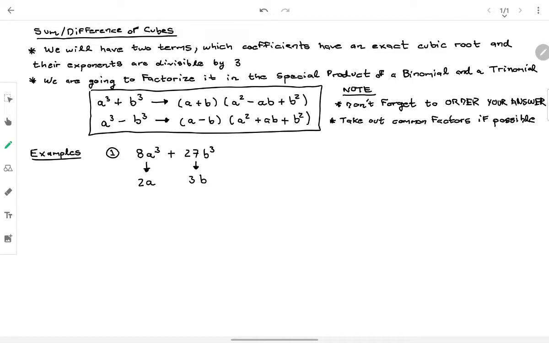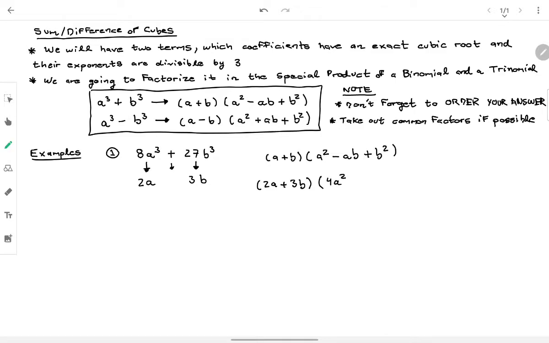So now I can use the specific formula. Remember, because we got a positive sign here, we will have the structure a plus b that multiplies a squared minus ab plus b squared. So it's going to be 2a plus 3b.